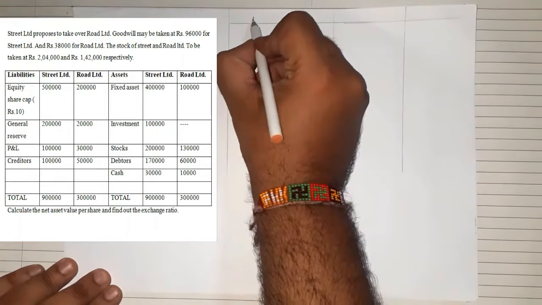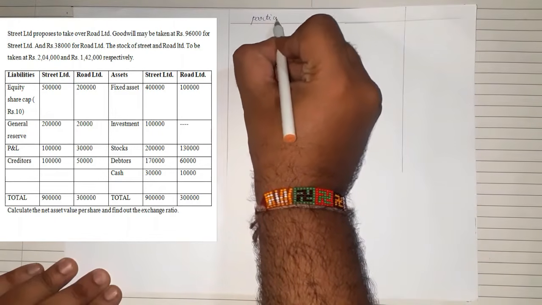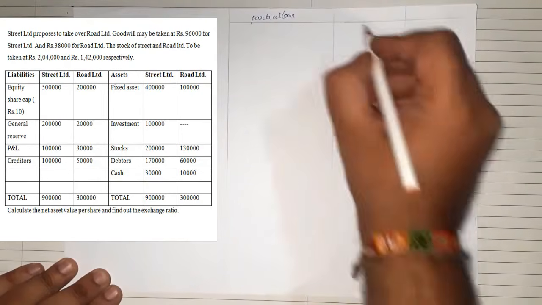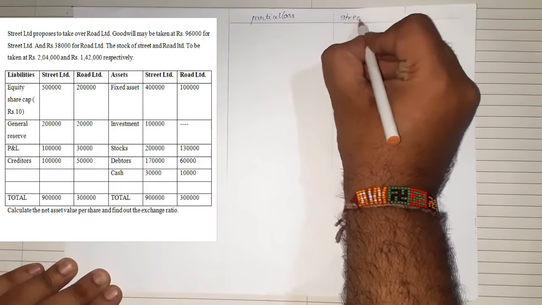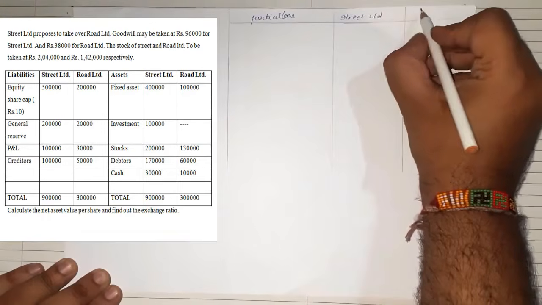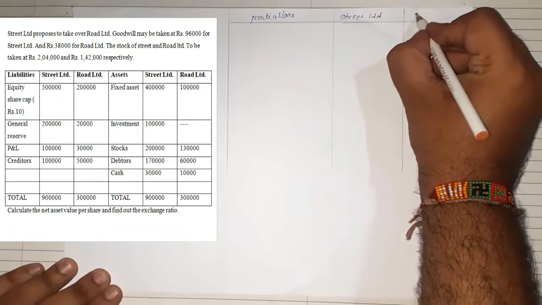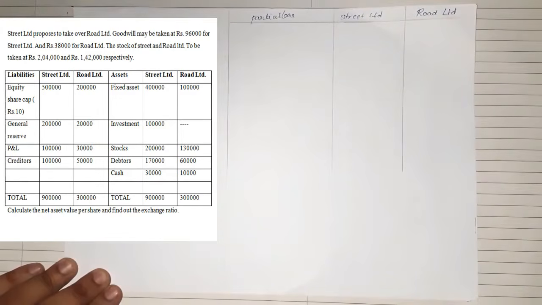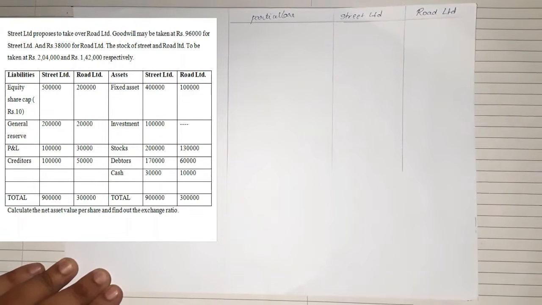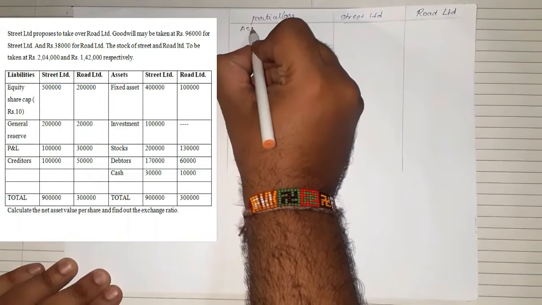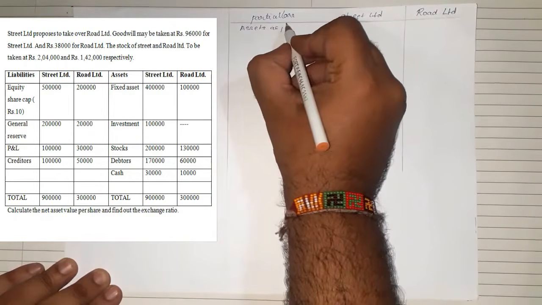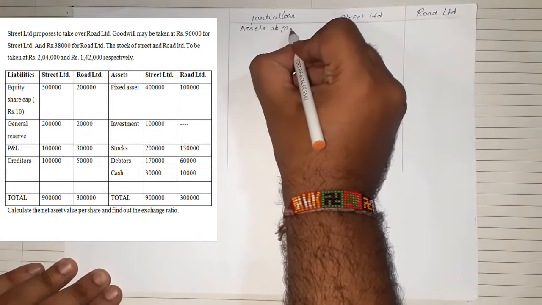Again, exactly in the same way we will be solving. We have two companies, so I'll note down your particulars. One is Street Limited, so I'll write it here as Street Limited. And we have Road Limited, so I'll note down this as Road Limited. The format will be very simple. We will start off with the asset side. So we'll note down here the first heading: assets at market value.